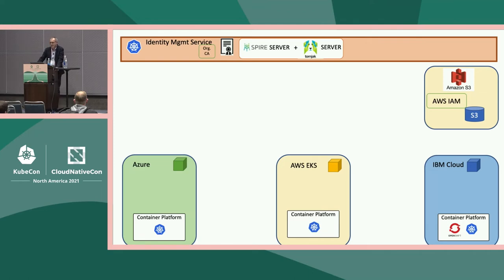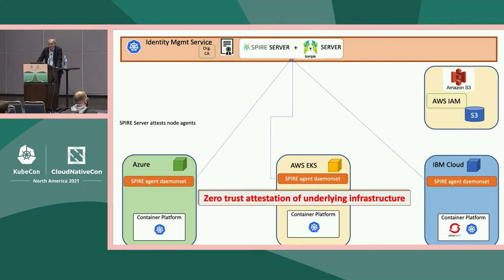So first, we need to stand up the identity management service with SPIRE and Tornjak to manage all the organization workloads and all the identities in the cluster. Then we deploy SPIRE agents as daemon sets with one agent per each node in every cluster. Then every agent is attested with the SPIRE server. For attestation, we are using cloud provider specific plugins or attestation that is based on Kubernetes platform. This solution is giving us zero trust attestation for underlying infrastructure.